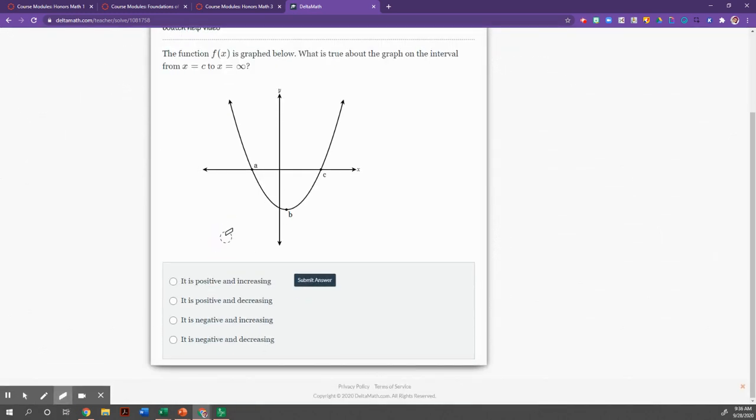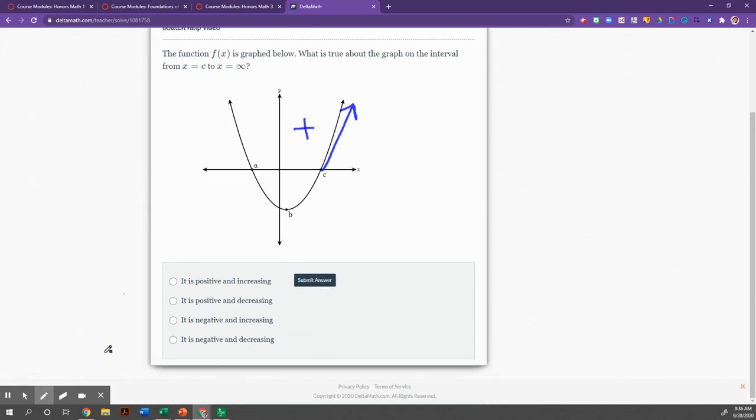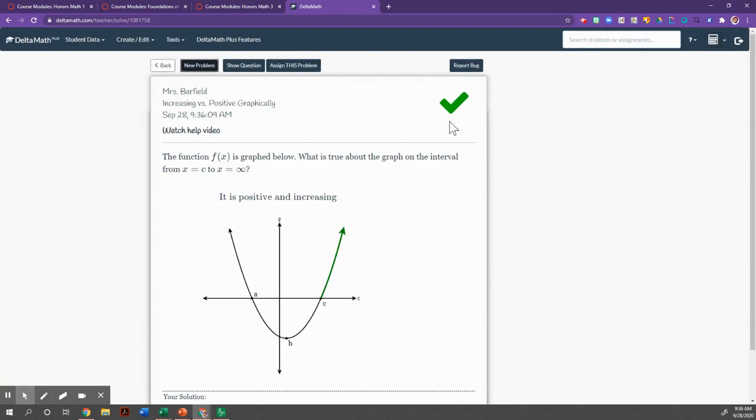Let's get that erased again. So here's our graph. What is true about the graph on the interval from C up to infinity? If I grab my pen here, I start at C and follow my graph. Well, I'm increasing and I'm on the positive side. If the x-axis is my dividing line, up is positive, below is negative. I am positive and I'm increasing. Submit my answer. Got my green check.